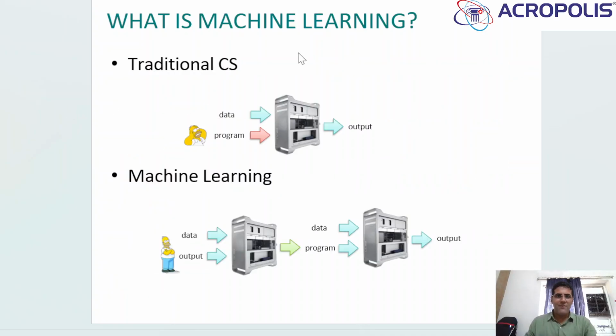Typically we have a pictorial representation of machine learning. We have traditional CS and machine learning. In traditional computer science, we deal with data as well as the program that needs to be fed into the system, and we get the output. Whereas the beauty of machine learning is we have the data, and we also have the output. We feed this data and output to the machine, and it produces the program, which will again be fed with data and give us the output. That is simply what we are talking about in machine learning.